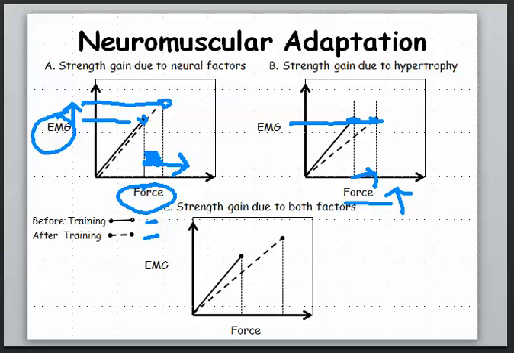And then finally, for completion, we'll look at C, which suggests gains due to both factors. We have an increase in force, and we can see a shifting over similar to what we saw in B at the same EMG level, so you have some hypertrophy. And we also have an increase in EMG, suggesting neural factors. So that's a graph showing that you have strength gains due to both factors. Okay?